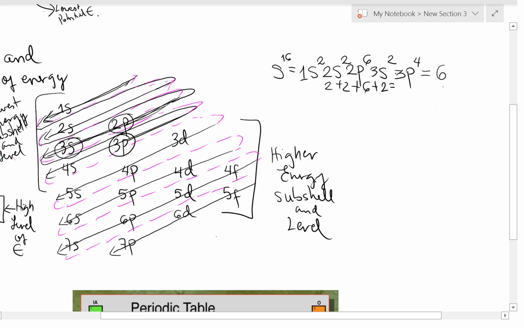Why? Because remember that the valence electrons are the ones that are only in the highest energy level, or the outermost subshell. So the outermost subshell, or the highest level, is the one that corresponds to level 3, subshells s and p. So 4 plus 2 is equal to 6 valence electrons.